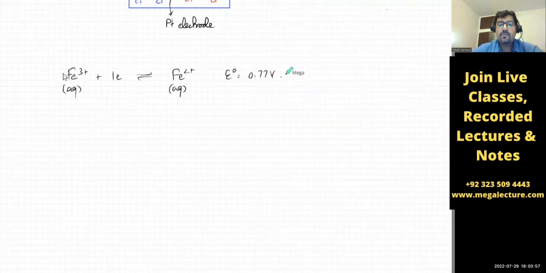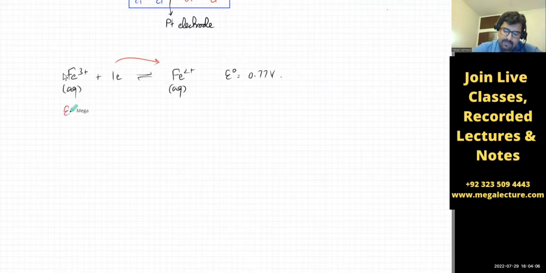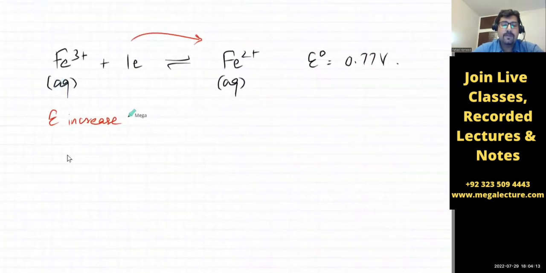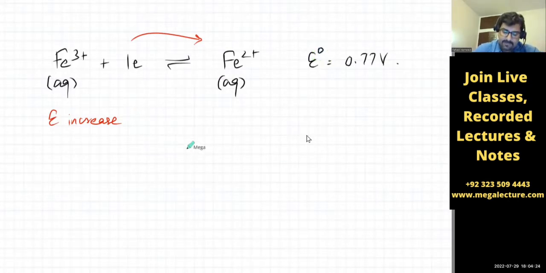Now, if I want to make it more positive, what do I need to do? I need to push it to the right. How can I do that? So when will the potential increase? Keep in mind that when you're talking about non-standard potential, you just write E. There's no naught on top of it. So if I want to increase the potential, I need to push it to the right. Equilibrium should shift to the right.